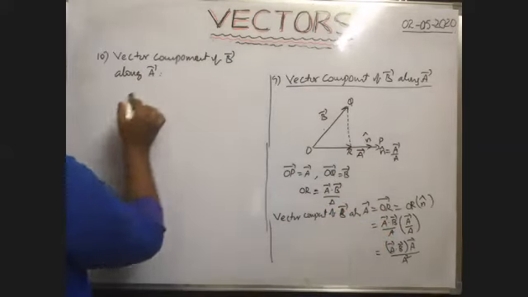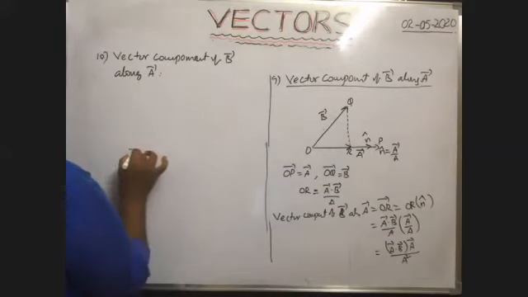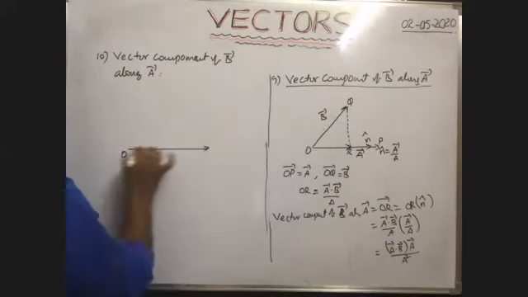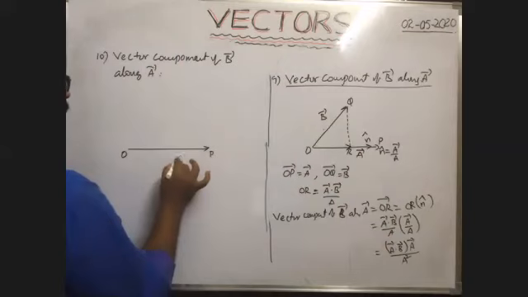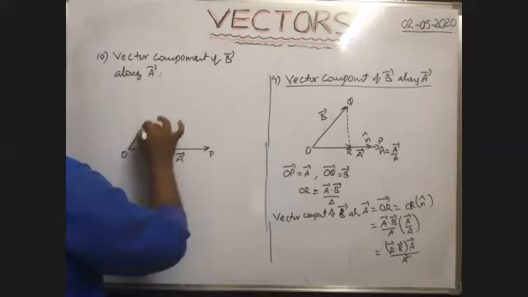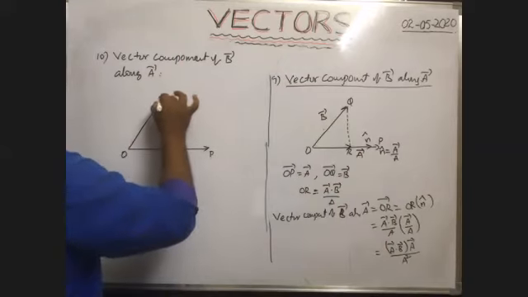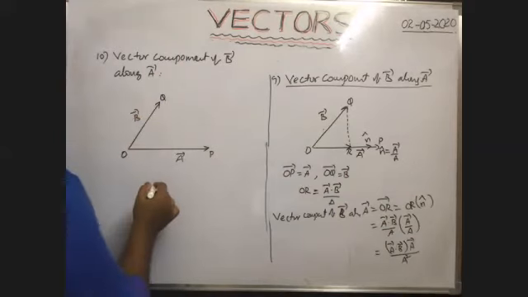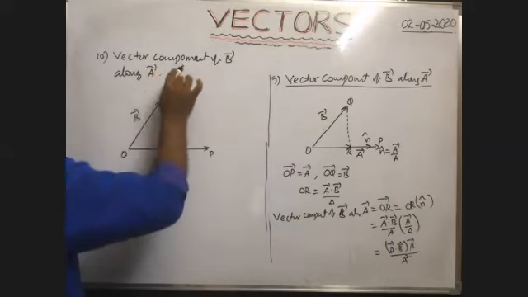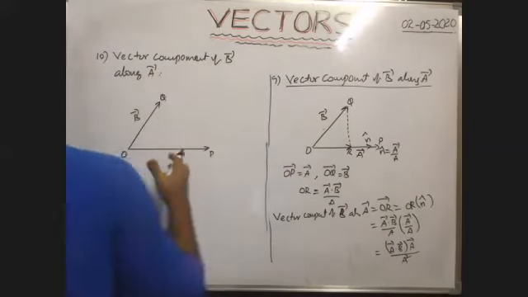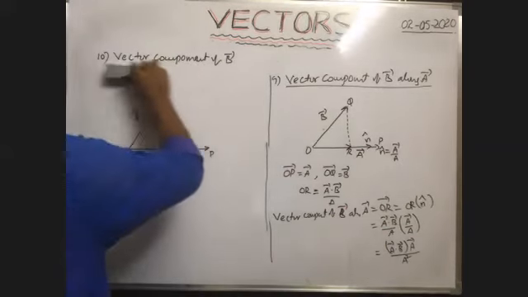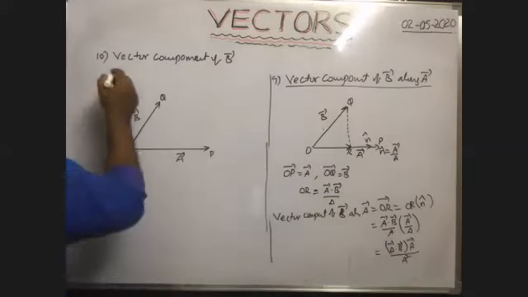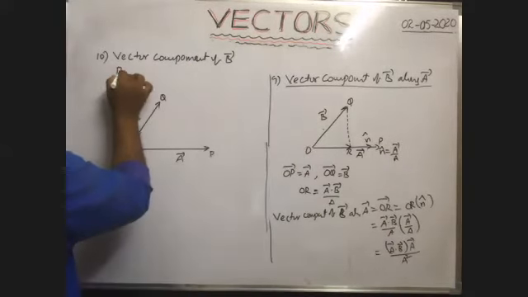For the vector component of B bar along A bar, OP is equal to A bar. OQ is equal to B bar. Okay. Now we need the vector component of B bar not along, but perpendicular to A bar. Along already we got, no? Perpendicular to A bar.